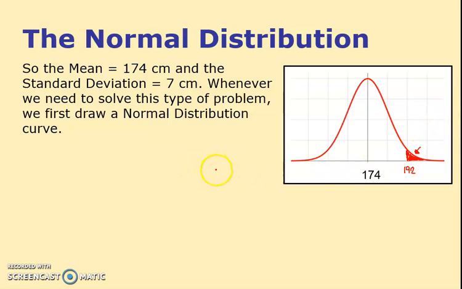Now, I'm going to show you first of all what's called the Z method for doing this, using Z values. To find this, I have to work out how many standard deviations away from the mean 192 is. Remember, we were told the standard deviation was 7. So 174 plus 7 would be 181. Plus another 7 would be 188. So it's certainly more than 2 standard deviations.